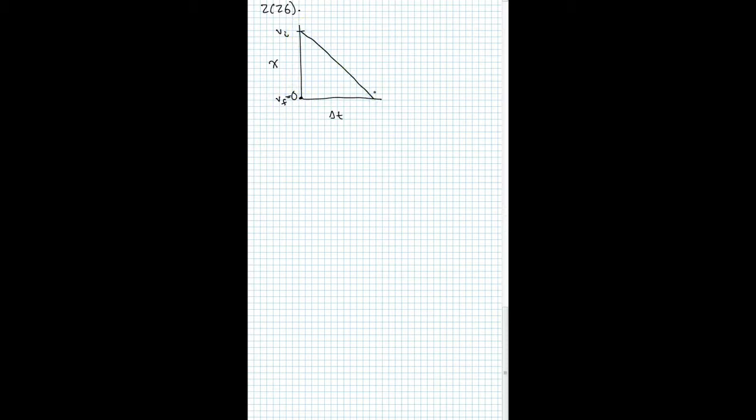Our V is going to decrease linearly because we're at constant acceleration. We know our acceleration is going to be negative 7 meters per second squared. The negative because I've called my VI positive, and so the acceleration must oppose that if we're going to slow down. We don't know the delta t.